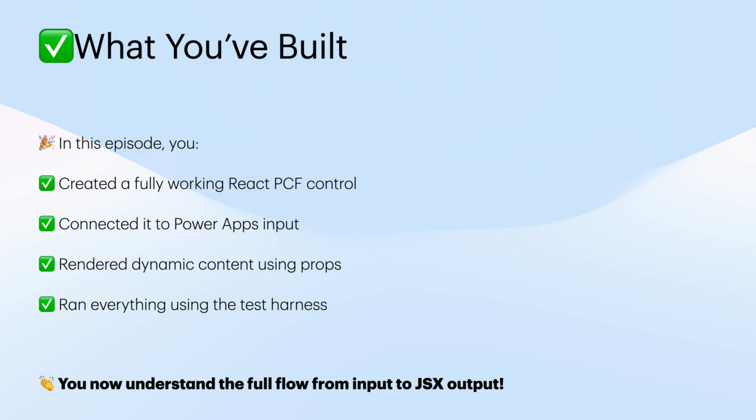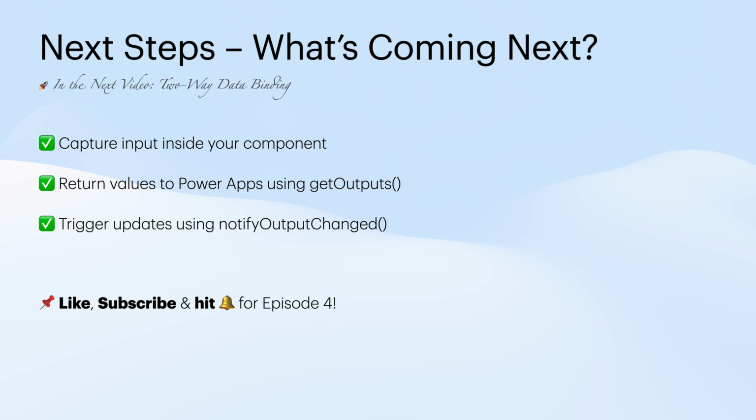Let's quickly recap. In this video, you have created a working PCF control with React, connected it to Power Apps using the manifest, used props to display dynamic content, and tested everything live in the browser. That's a solid foundation. You now understand the entire flow from input to JSX output.